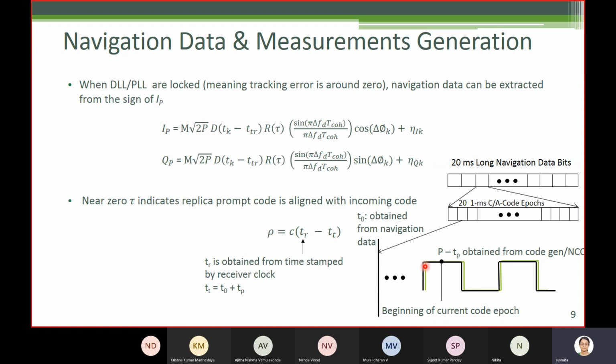The black was generated by the satellite. Satellite generated the black, the incoming code, precisely at a particular time instance and transmitted. That time is the time of transmission. Now since the receiver is able to align the prompt code almost properly with the black, we can treat the prompt generated by the receiver as almost the same as the one that the satellite generated.